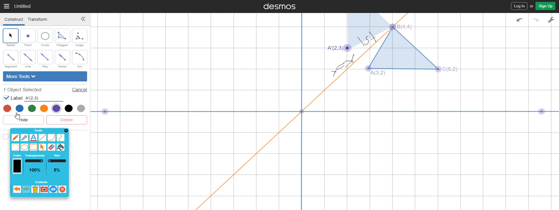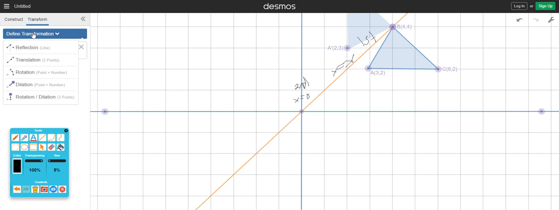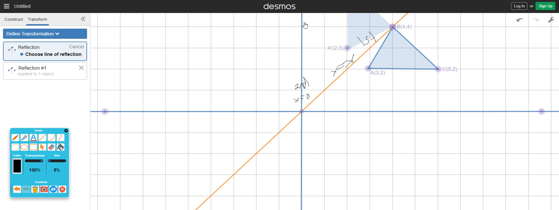Now, I am going to do my second equation, which is going to be this line right here, x equals 0, or the y-axis, and this is my second line of reflection. So when I do this, I am going to perform my transformation. I'm going to do a reflection over this line. I'm going to choose this shape to reflect over it.